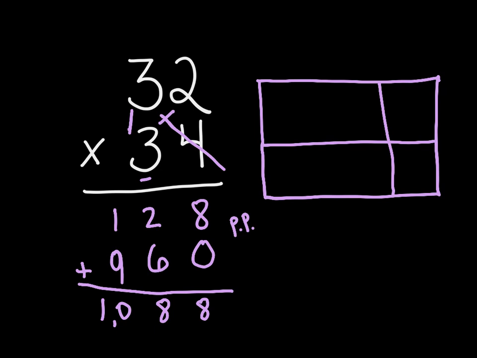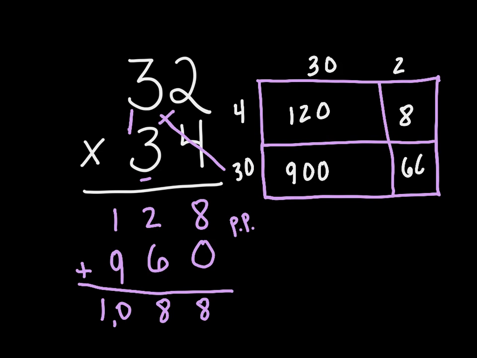Okay, so using the area model, let's separate the numbers. We have a 30, we have a 2, we have a 4, and we have a 30. Now we're going to multiply across. So 4 times 3 is 12, and you add on your 0. 4 times 2 is 8. And we do 30 times 30. Well, 3 times 3 is 9 with 2 zeros. 30 times 2. 3 times 2 is 6, and you add on your 0.